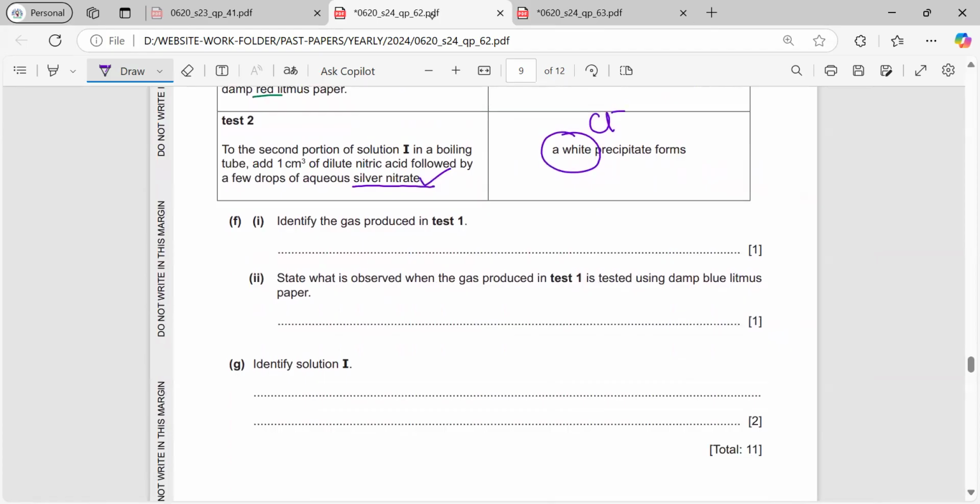Now, let's answer the questions. Identify the gas produced in test 1. So the gas is ammonia gas.